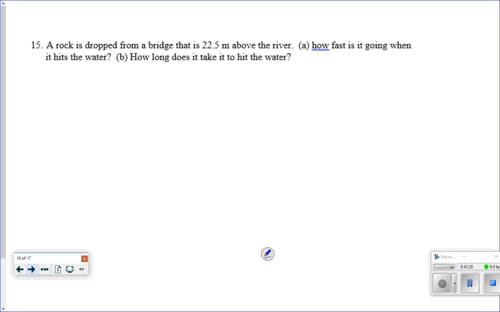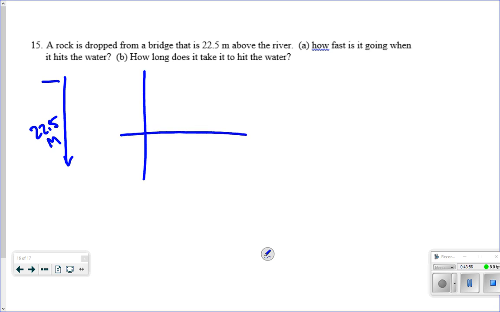All right, a rock is dropped from a bridge, 22.5 meters above the water. Actually, never mind. Let's try that again. If I am at the top of a bridge and I'm going to drop a rock down, and it's 22.5 meters tall, how fast is it going when it hits the water? How long does it take?